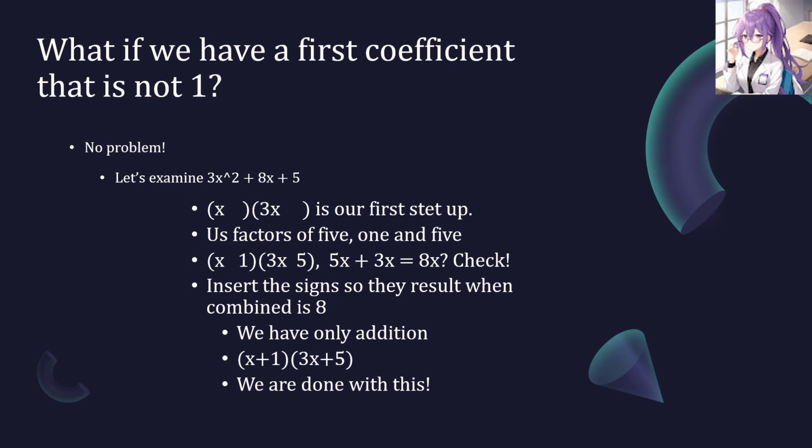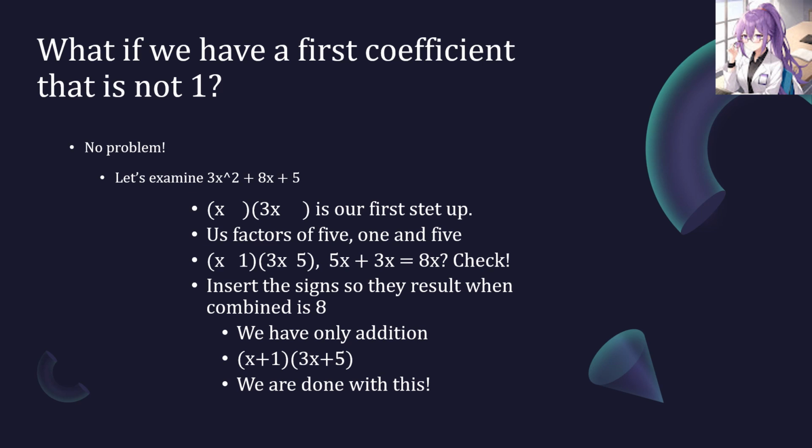Then we need to figure out how to pair them with the factors of 3, 1 and 3, so that if we multiply the polynomial, we will get 8. I have put the factors on the left side, and let's check what happens if we multiply 1 times 3x, we get 3x. And if we multiply 5 times x, we get 5x. So if we add 5x plus 3x, we get 8x, which is what we want.